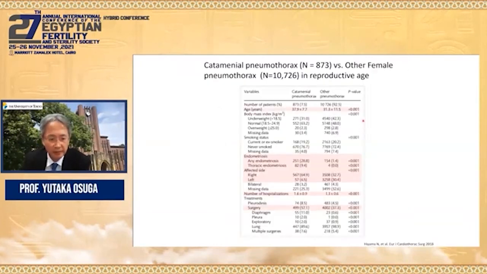Now we go back to our study. We compared catamenial pneumothorax and other types of pneumothorax of women in reproductive age. As a result, catamenial pneumothorax was observed in older ages, more frequently associated with endometriosis, more right-sided, and more frequently hospitalized and more frequently undergoing surgery compared to other types of pneumothorax. Why is catamenial pneumothorax more right-sided?